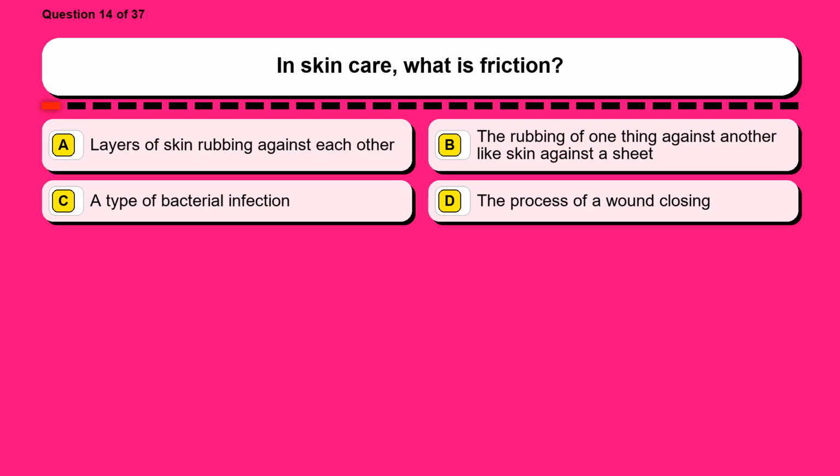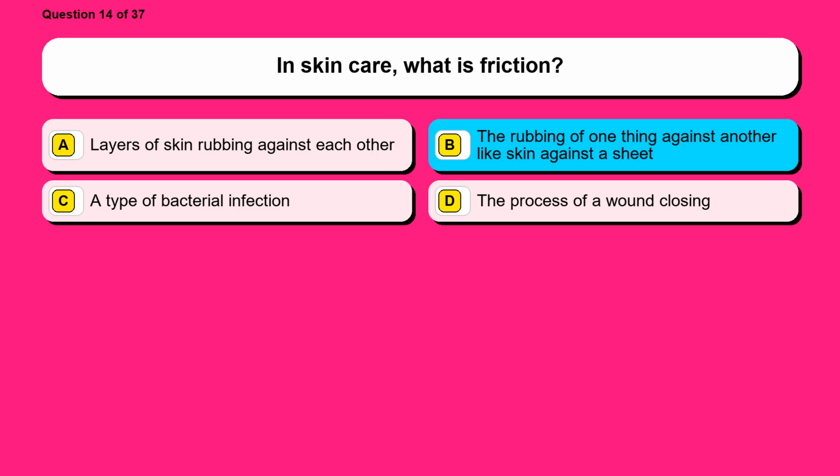Question 14. In skin care, what is friction? Option A. Layers of skin rubbing against each other. Option B. The rubbing of one thing against another like skin against a sheet. Option C. A type of bacterial infection. Option D. The process of a wound closing.